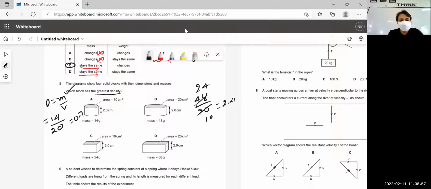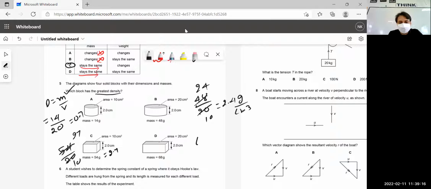That is the density in gram per centimeter cube. And for the third case, C, mass is 54 and the volume is 20. If we divide, this will be 2.7, and the same unit, gram per centimeter cube.